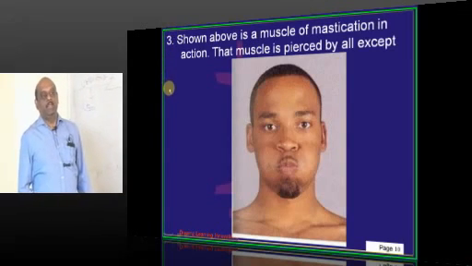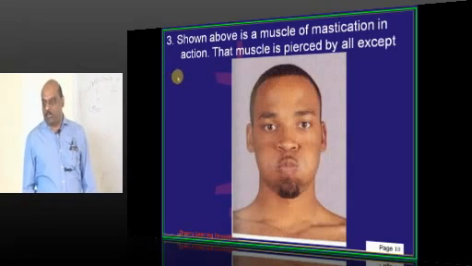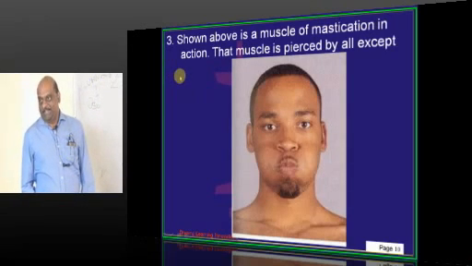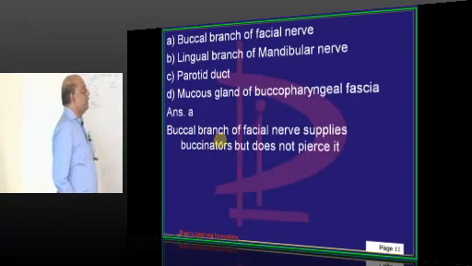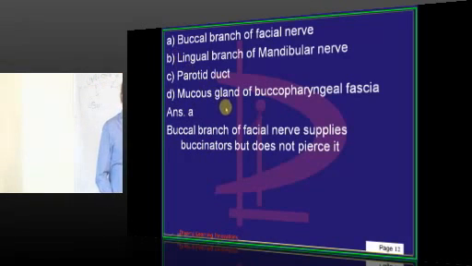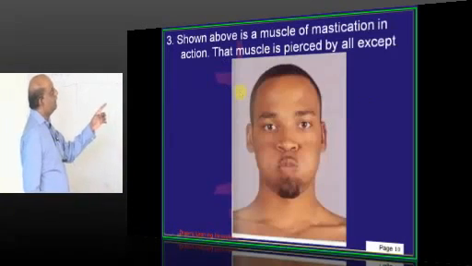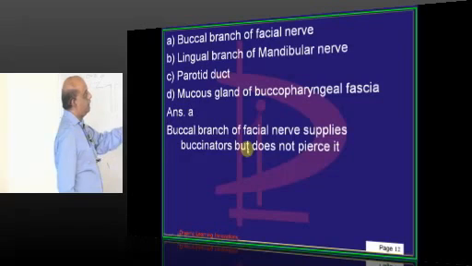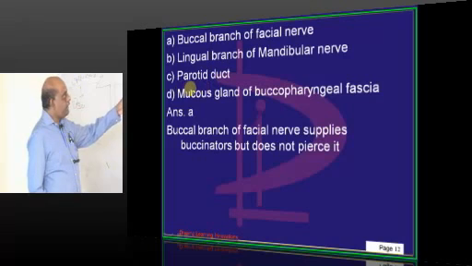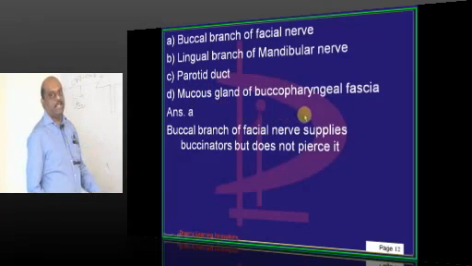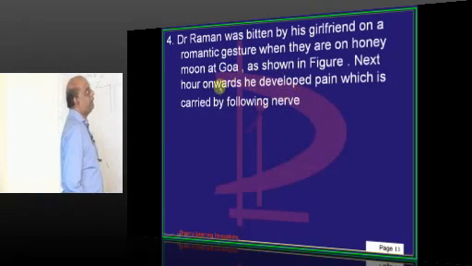Now what is this guy doing? Blowing his cheeks. To blow the cheeks, what muscle is required? Masseter. Masseter is the muscle which is, buccinator is the muscle which is required. So what are all the things that pierce the buccinator? The lingual branch of the mandibular division of the trigeminal, parotid duct, and the mucous glands of the buccopharyngeal fascia, they are all the ones which basically pierce, is what needs to be remembered.